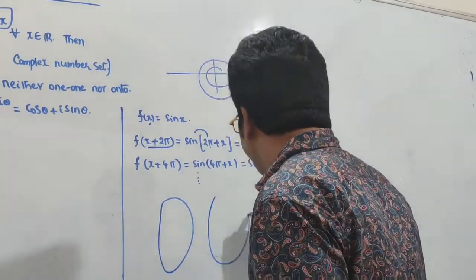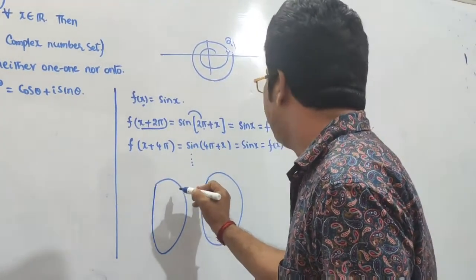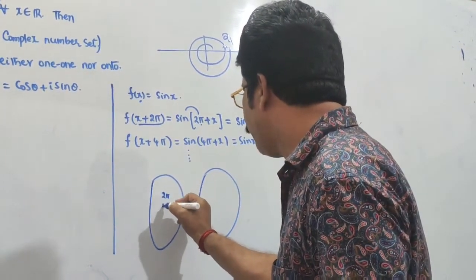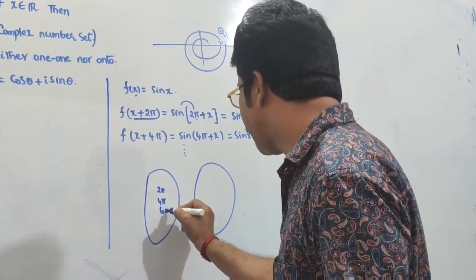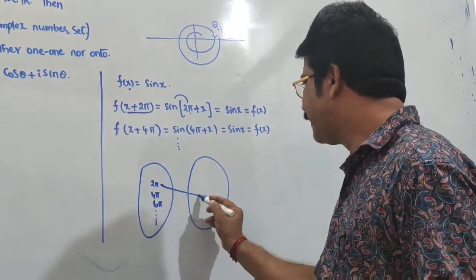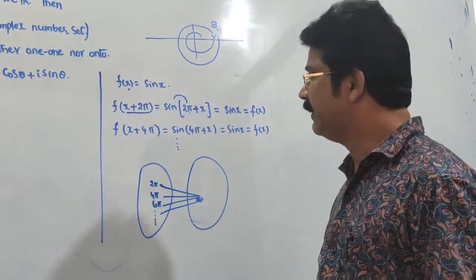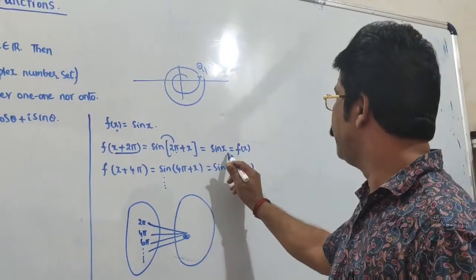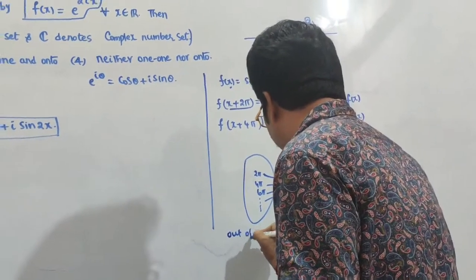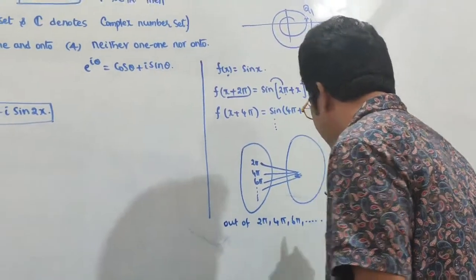So what I am telling is that sin of x plus 2 pi is equal to sin x, and likewise for 2 pi, 4 pi, 6 pi, and so on. For every different number, we are assigning the same value in the image set. We are getting the same image. So out of 2 pi, 4 pi, 6 pi, and so on, infinite numbers are there.